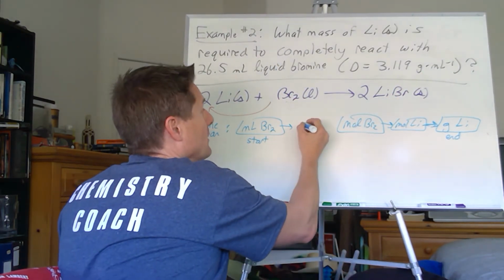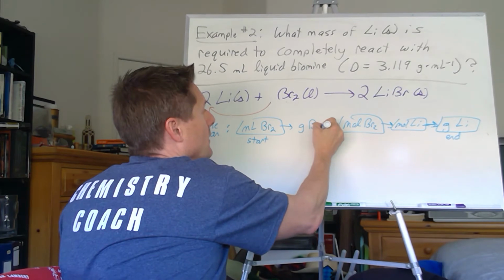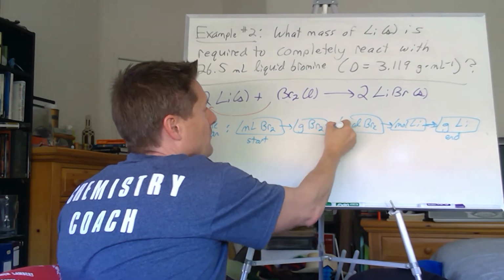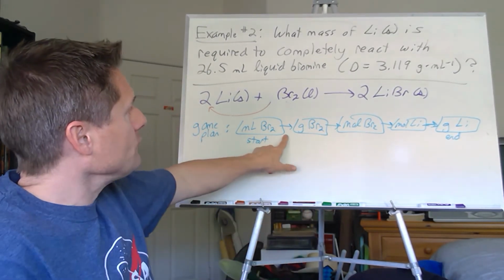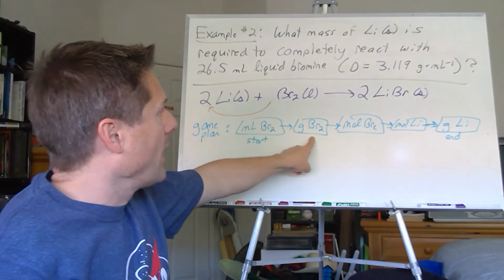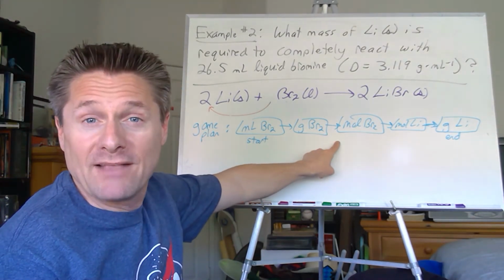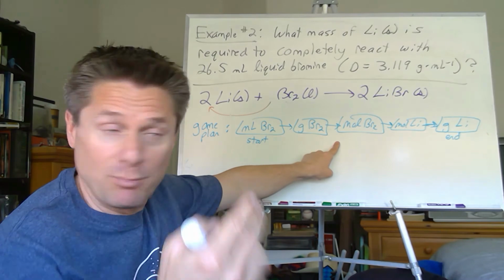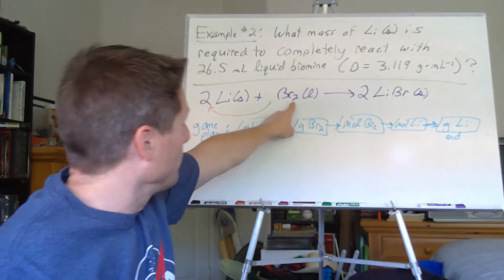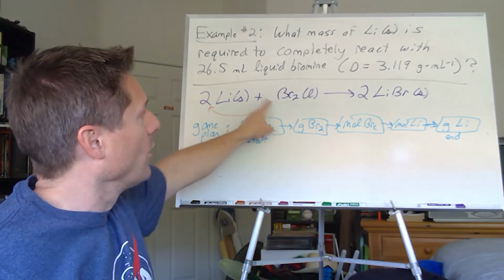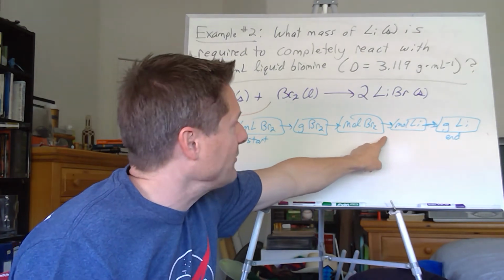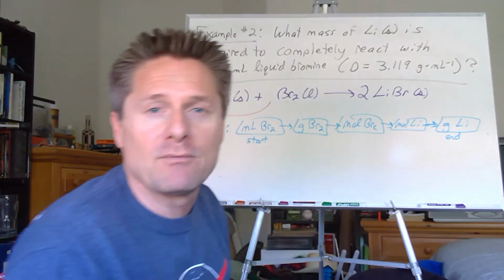So I can get from milliliters of bromine to grams of bromine using density. Right, density there. Grams of bromine to moles of bromine, get the molar mass of bromine, because it's diatomic, bromine plus bromine. I can go from moles of bromine to moles of lithium, see the 1-to-2 ratio, that's my stoichiometric factor, and then moles of lithium to grams of lithium there.